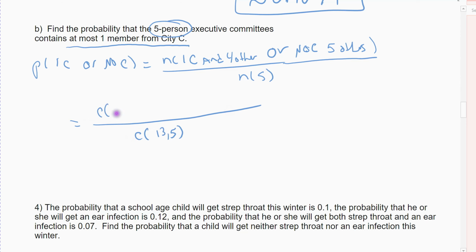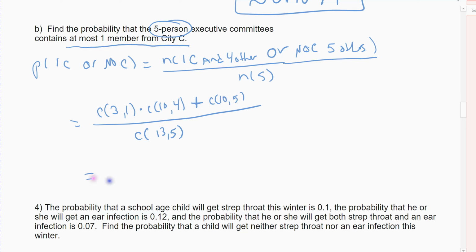Up top, combination, I'm going to select 1 of the 3 people from City C. And so we multiply 4 of the 10 people from City A or B. Remember, City A had 6, City B had 4, so there were 10 people I could choose from. 6 plus 4 is 10. Or, so we add the case where we get nobody from City C. That means all 5 were chosen from the 10 from A or B.